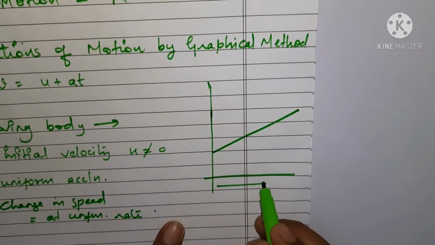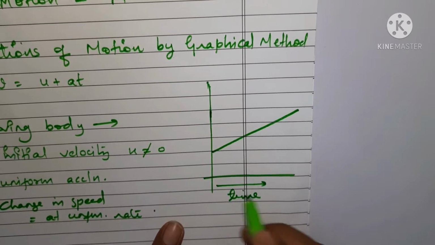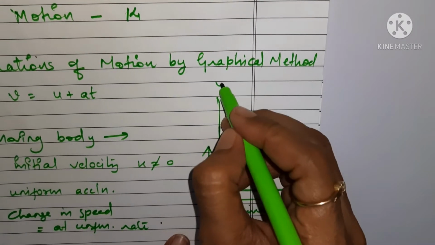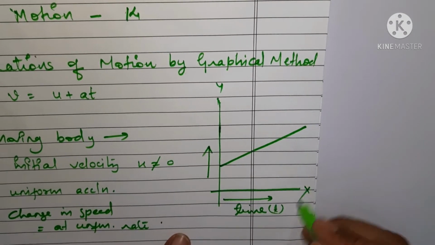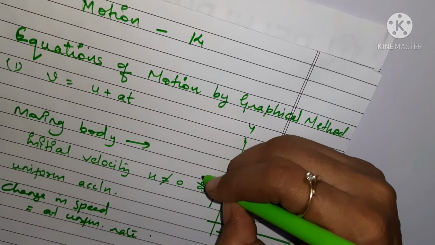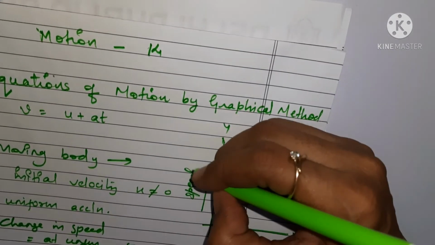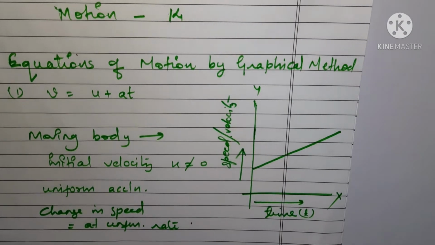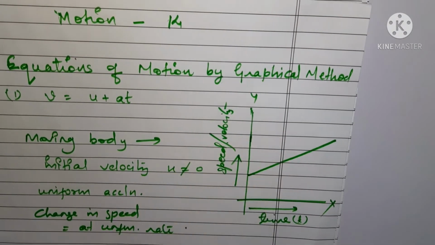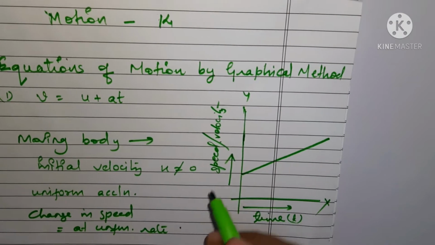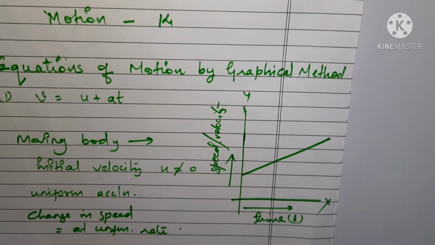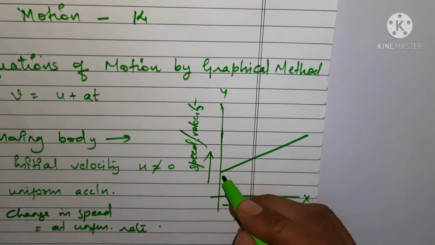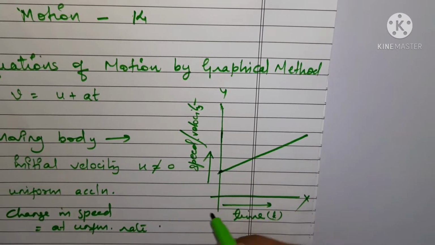So the x-axis represents time. That means time is represented on the x-axis. The y-axis is for speed. So here we are going to see the speed, or you can say velocity. As I have told you, for both speed and velocity, whatever things we are finding out are going to be the same. But we are going to use the speed every time, though it can be used for velocity as well.